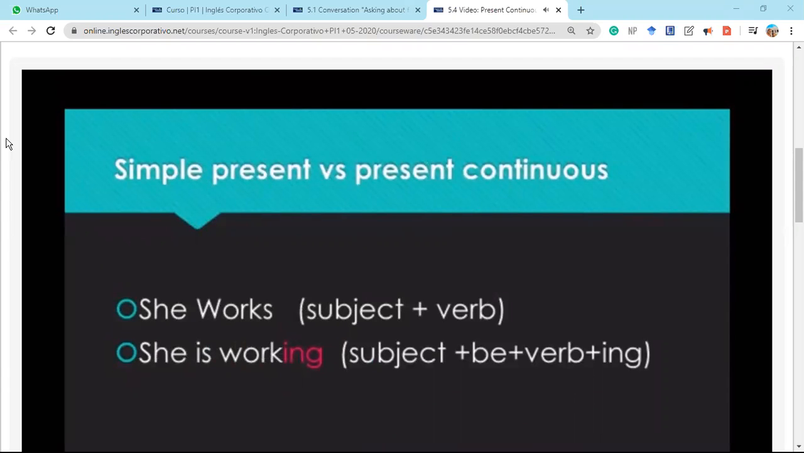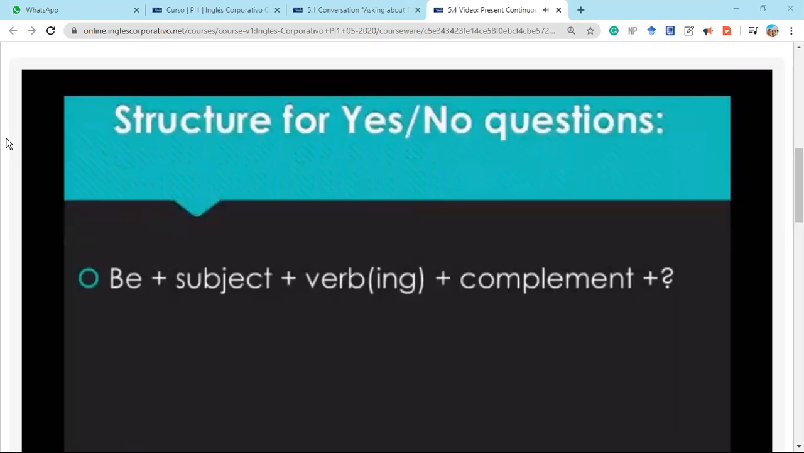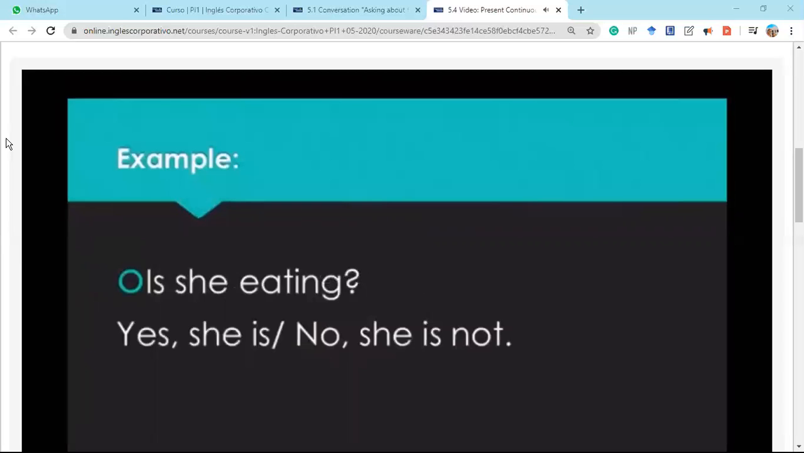Again, it is important for you to recall the difference between these two tenses. Remember, the simple present is used for habitual actions, and present continuous is for actions that are happening right now. This is how we ask yes-no questions in present continuous. Be plus subject plus verb, ing plus complement plus question mark. Read the example with me. Is she eating? Yes, she is.